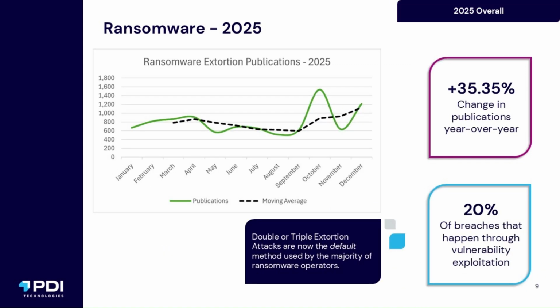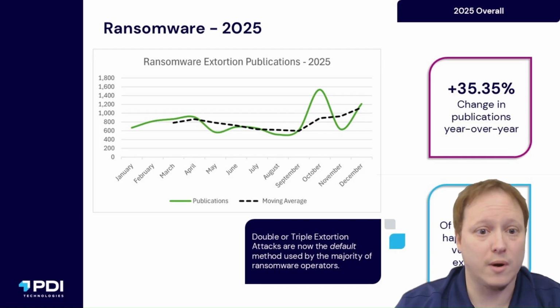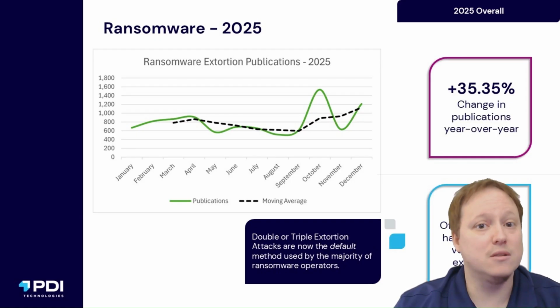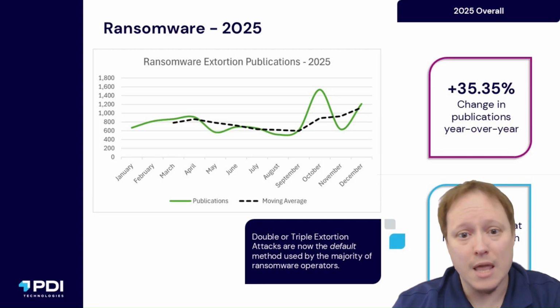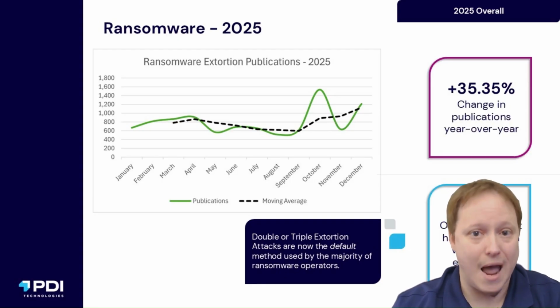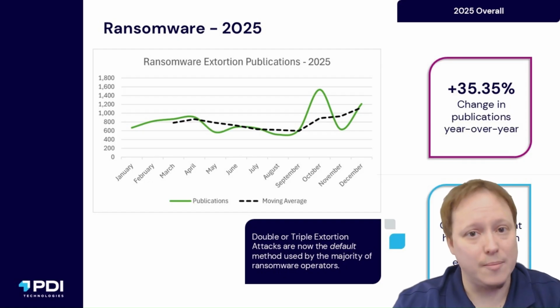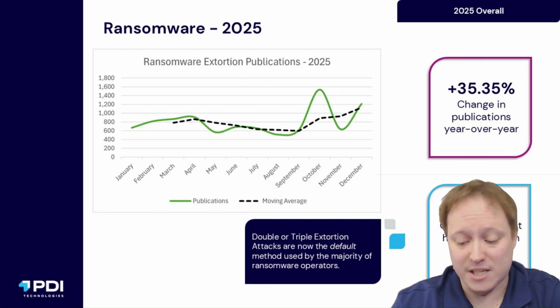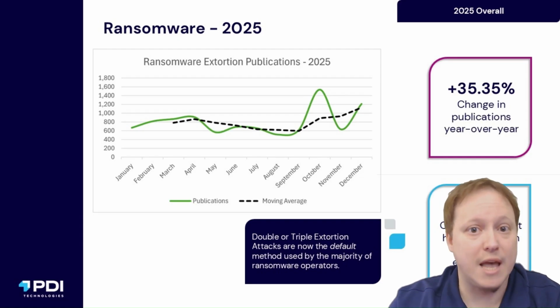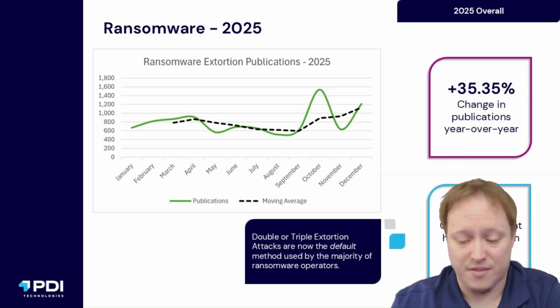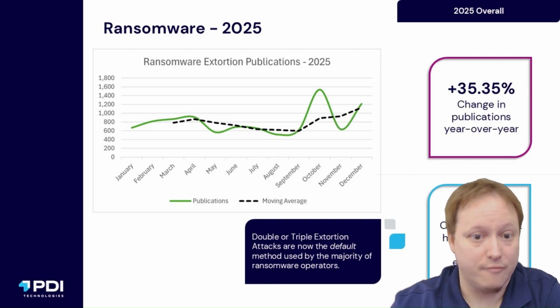When we look at 2025 as a whole, we saw a 35% increase from 2024 to 2025. The peak month of this activity was in October, and the majority of these ransomware operators now are utilizing what we call double or triple extortion methods. So the double and triple extortion method, basically what we're looking at is where I described earlier about taking that sample data and publishing it on their site. That's that second layer of pressure, if you will.